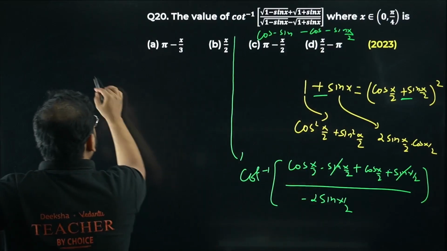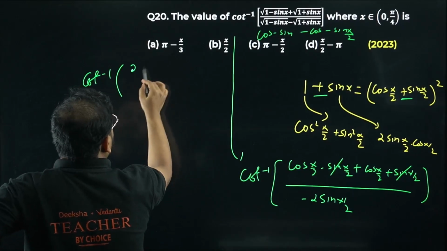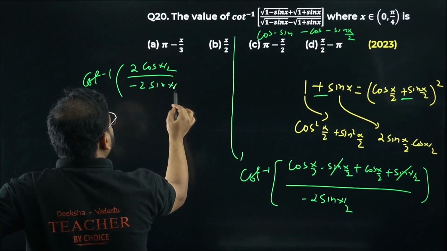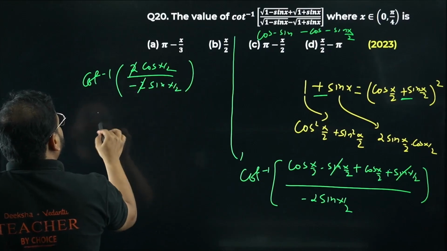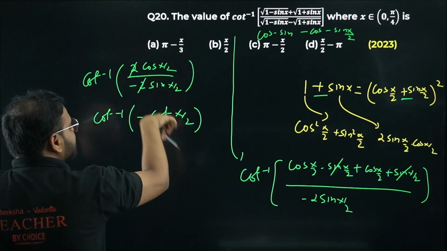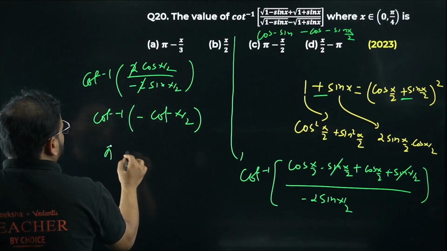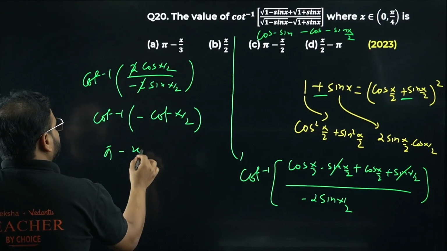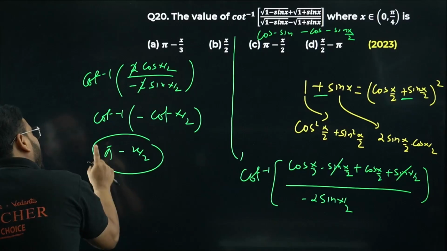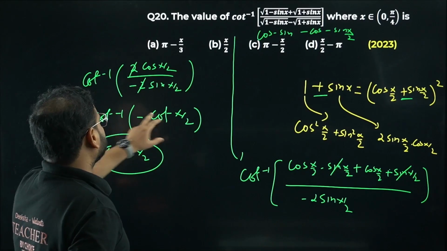So your result is going to be cot inverse of, please check, 2 cos x by 2 upon minus 2 sin x by 2. Please check, 2 and 2 are cancelled. I'm getting here cot inverse of minus cot x by 2. Cos by sin is cot. So I get this value as pi minus x by 2. How come so? Because cot inverse of minus x is going to be pi minus cot inverse of x. So if you apply this now, it will become cot inverse of cot.